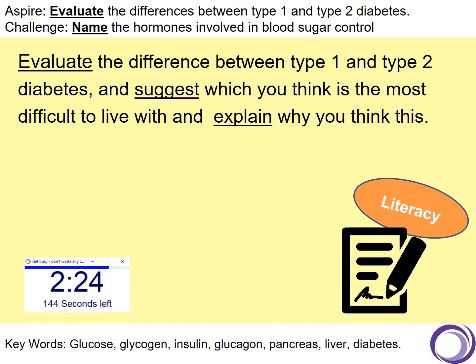All right, so think about the differences between the two conditions, type 1 and type 2 diabetes, and tell me which one you think would be the most difficult to live with and why that would be the case. And I'm going to give you 3 minutes to complete that activity.